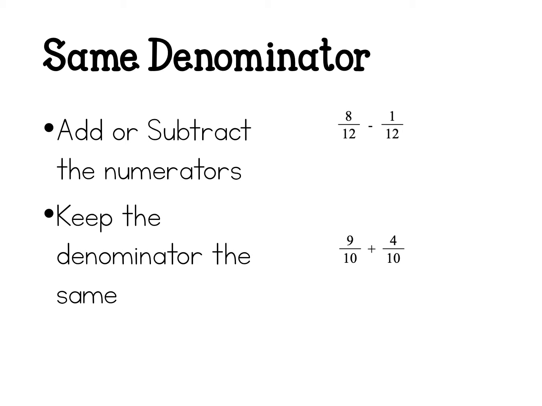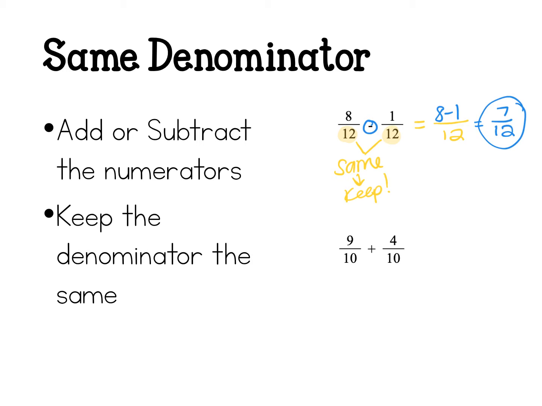So if we look at 8/12 minus 1/12, we know that 12 is our denominator, and it's the same for both fractions. So since it's the same, we're going to keep it. Now with the numerators, we're going to subtract them because this is a subtraction problem. So our numerator will be 8 minus 1. So our final answer will be 7/12.